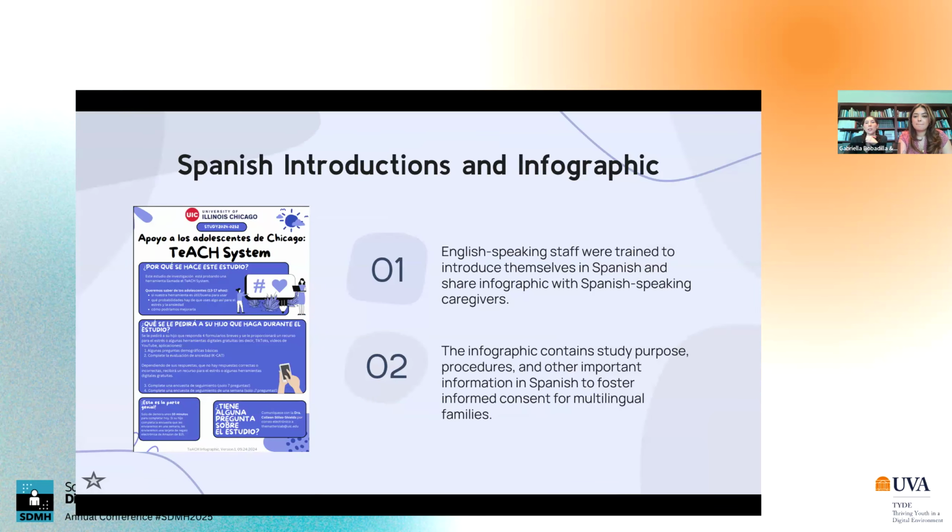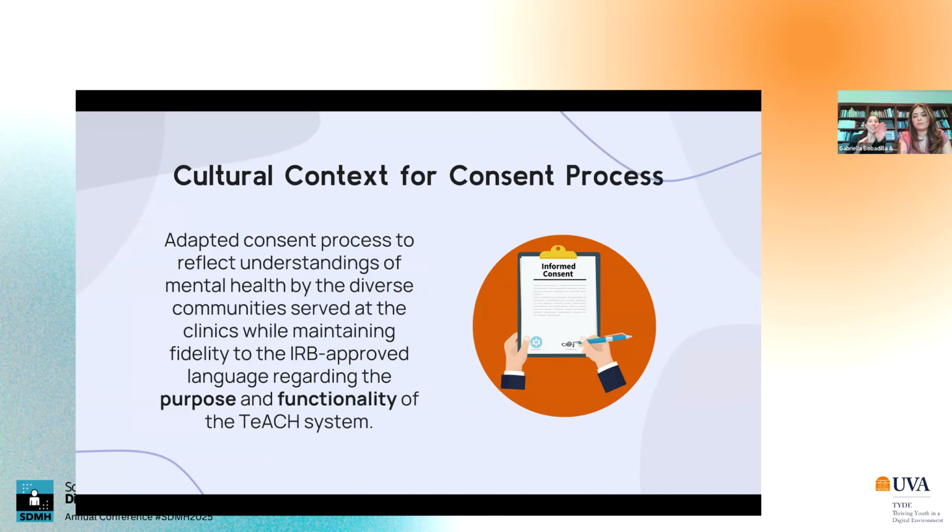The second and third adaptations we made is that English-speaking staff were trained to introduce themselves in Spanish with Spanish-speaking caregivers and to present this Spanish infographic that we created that contains information about the study purpose, procedure, and other important info that Spanish-speaking caregivers need to make informed consent for their teens. Sorry, to clarify, not for their teens, but for their teens to participate.